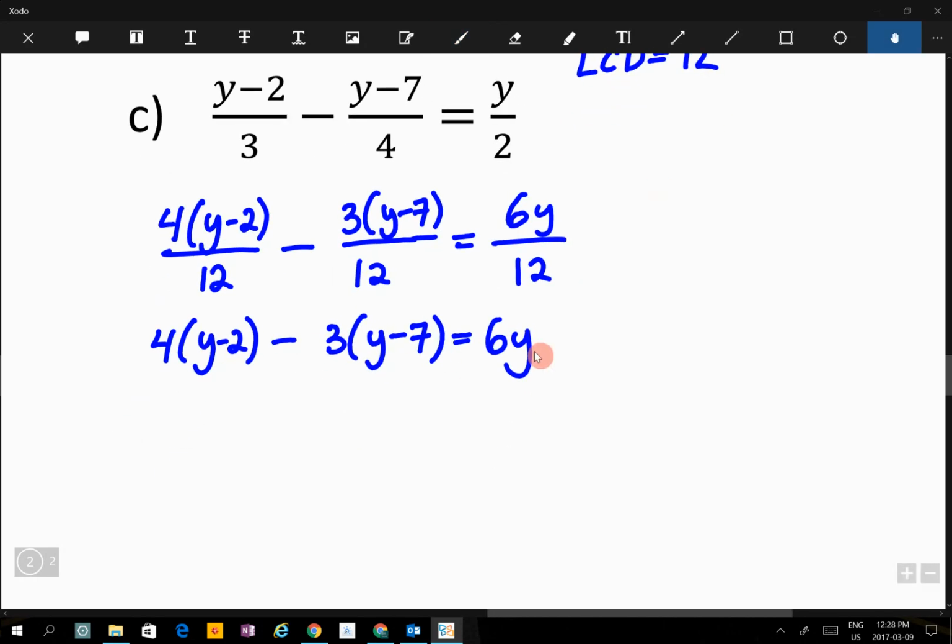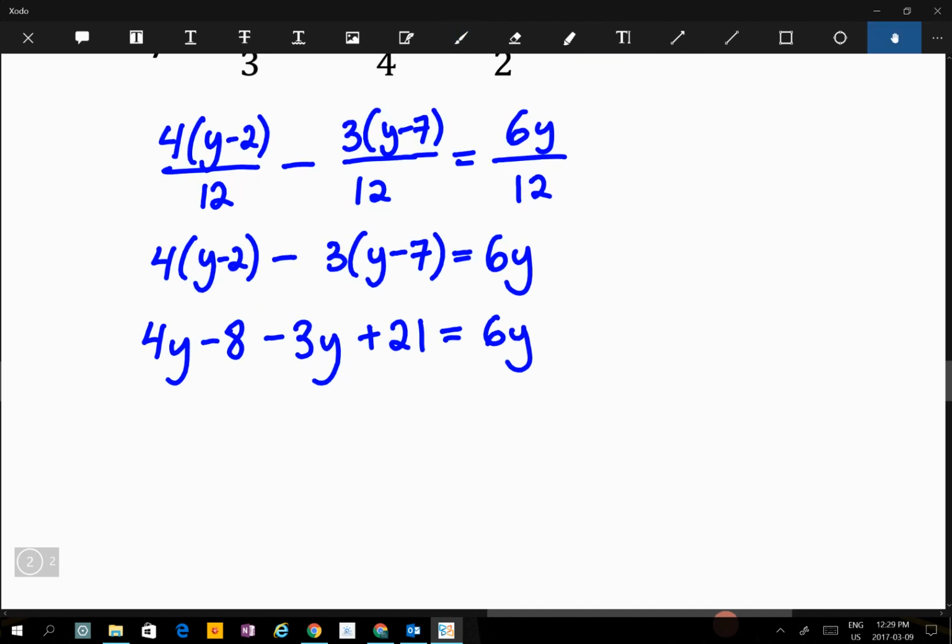Okay, now we have this long, complicated equation to solve here. Before we can isolate any y's, we have to do a little bit of expanding. So we have a monomial times a binomial, and we have a monomial here times a binomial. So you have to expand using the distributive property. Okay, so here I'm going to write 4 times y, which is 4y. Then I have 4 times negative 2, or minus 2, which becomes minus 8. Then be careful with this minus sign, so I have a minus 3 times y, which is minus 3y. And then I have a minus 3 times minus 7, which is a positive 21. So this becomes plus 21, and that equals 6y.